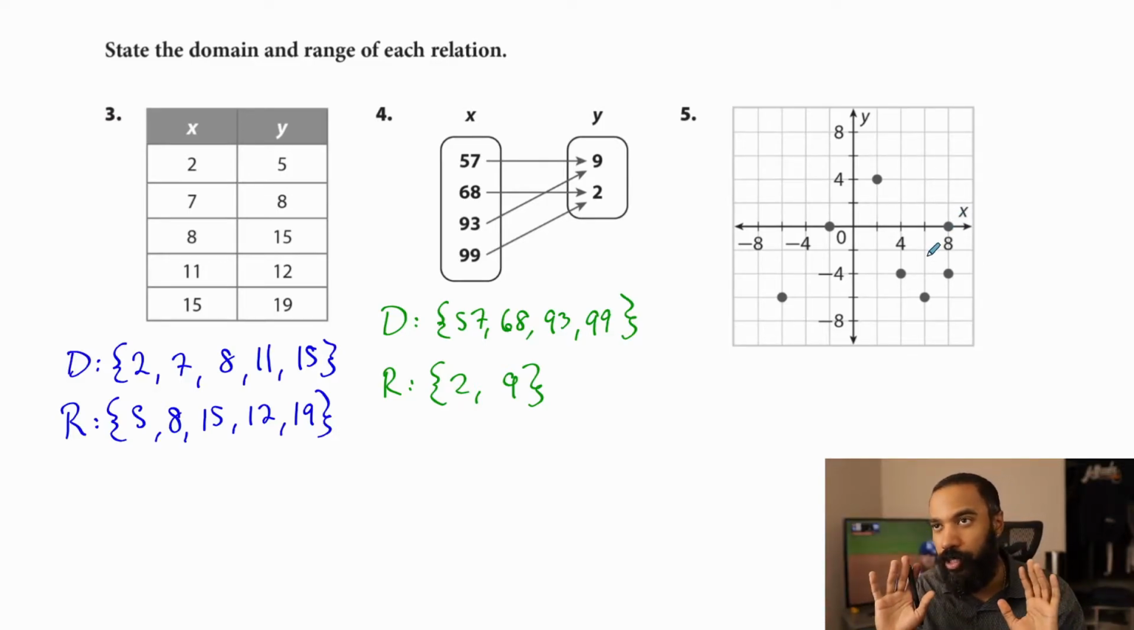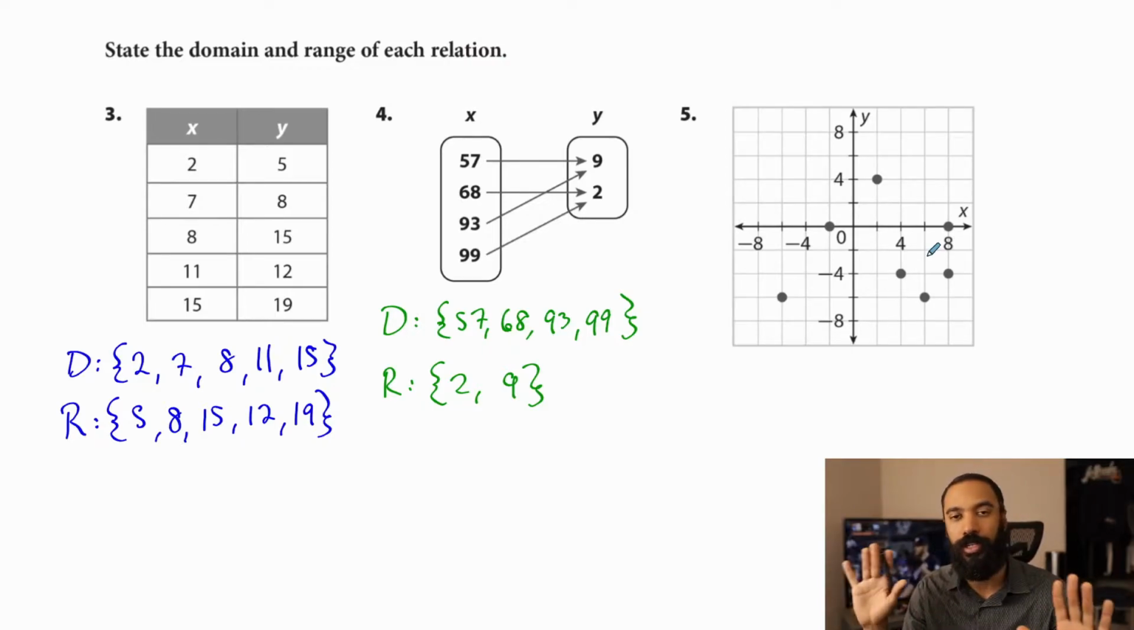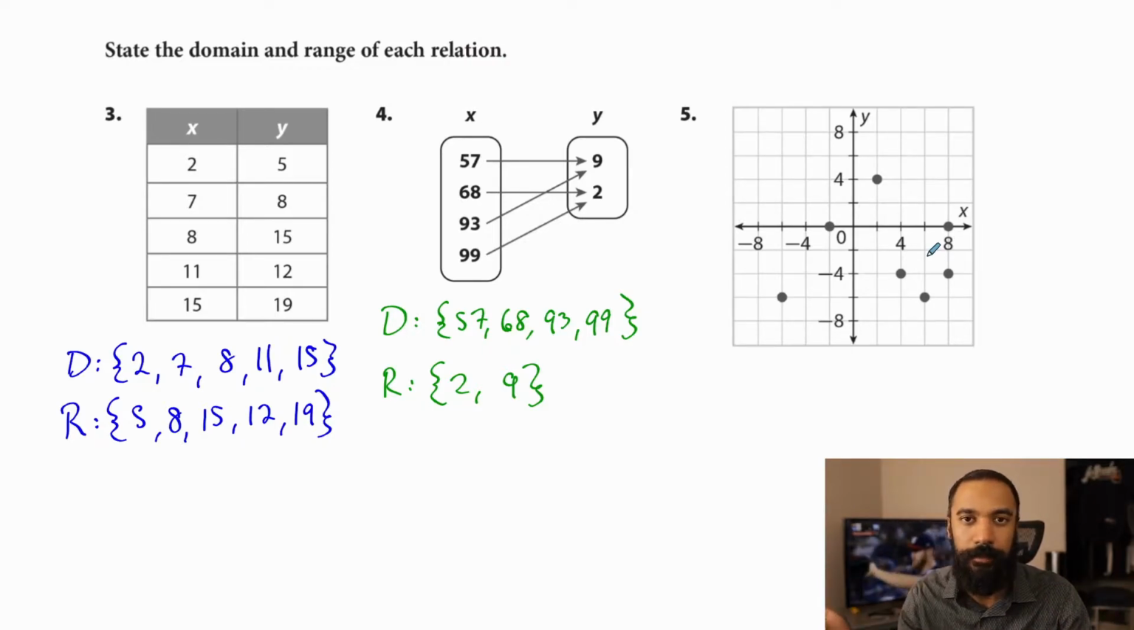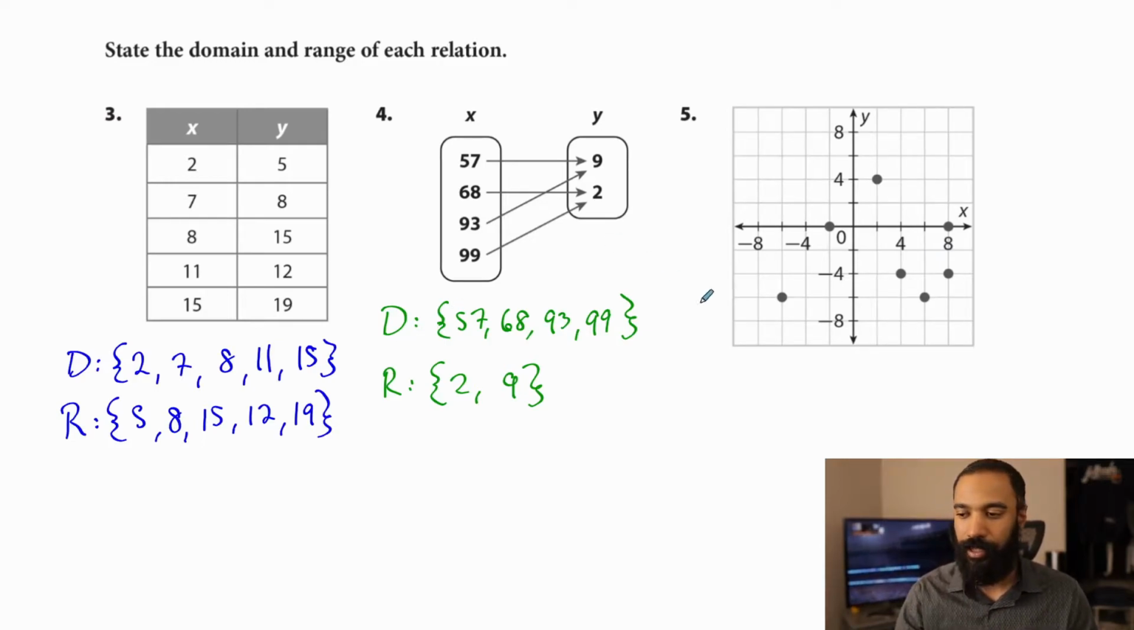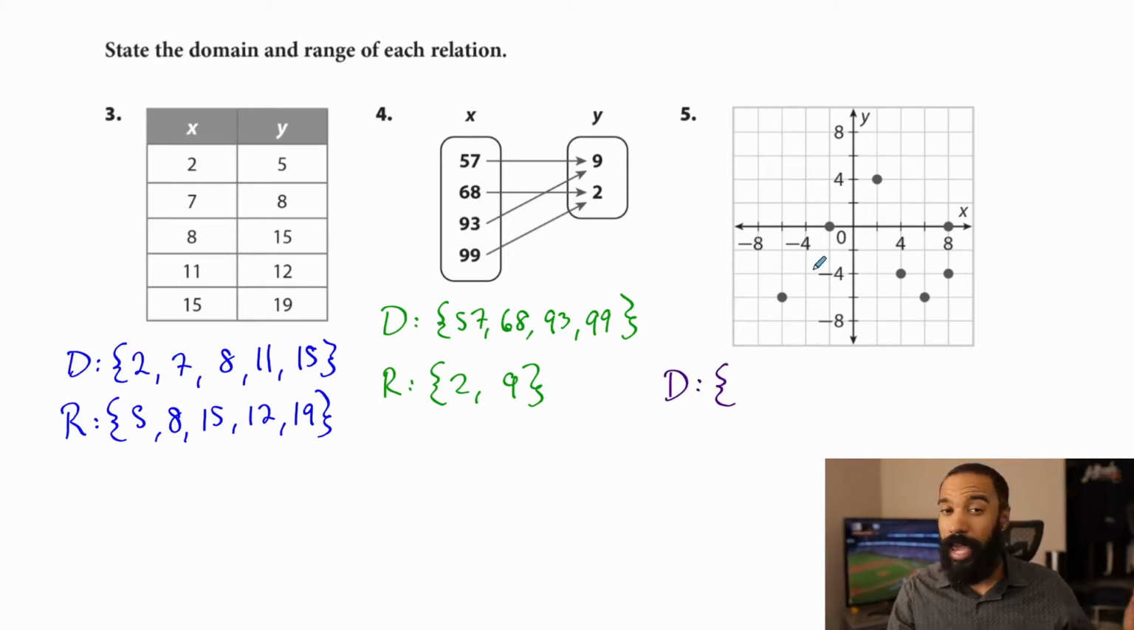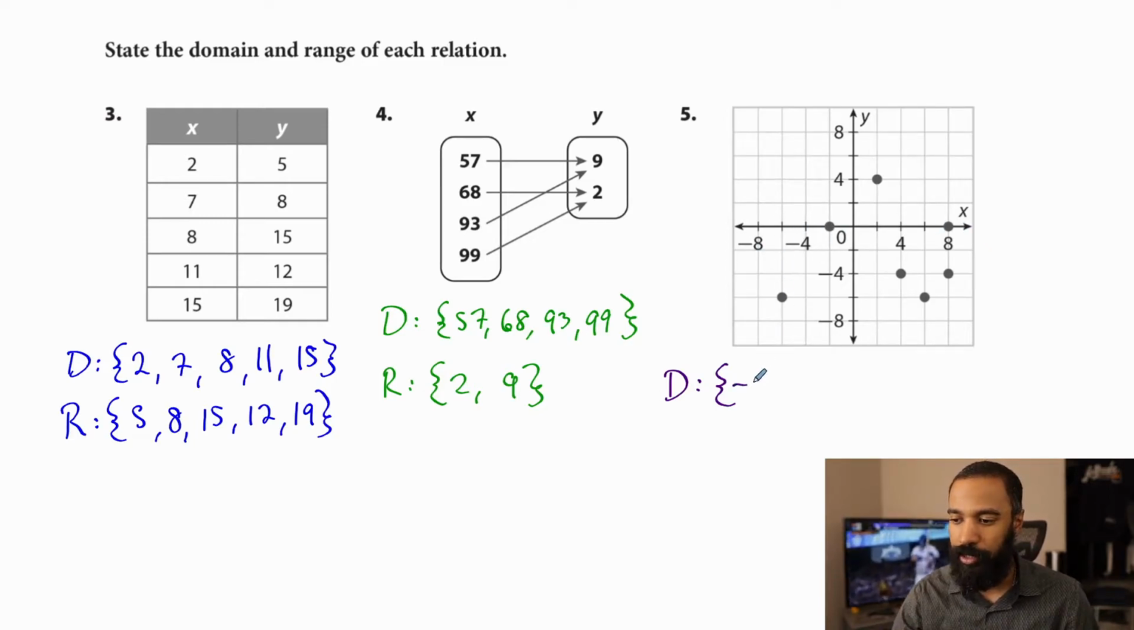All of those have a certain set of x values and a certain set of y values, and all I got to do is list them. What x values do appear in this graph? That's what's being asked. So let's go ahead and do them. That's the domain. Which x values appear? And increasing order is just left to right, baby. That's all I got to do. Negative 6 appears. Negative 2 appears.